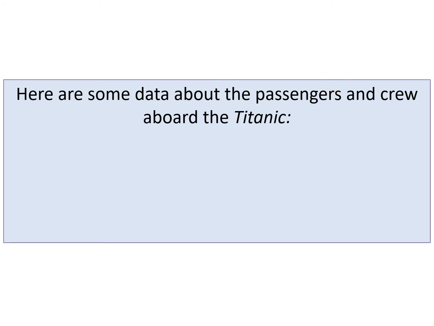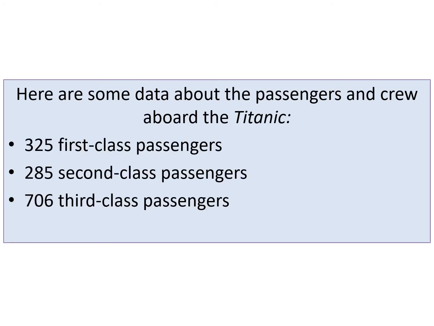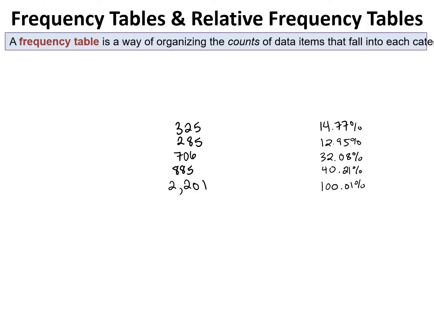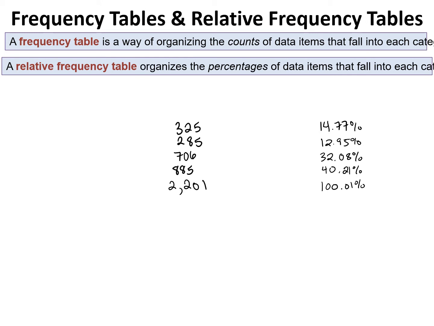All right, let's look at some more data. Here is some information about the passengers and the crew aboard the Titanic. Now this is, I guess, sort of interesting, but we can make numbers like this come alive when we present it either in a table or a graph. All right, so let's talk about tables first.